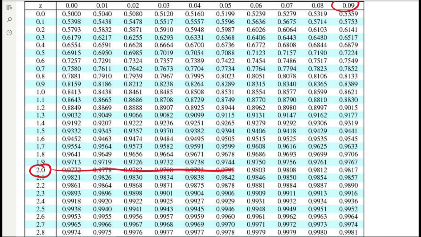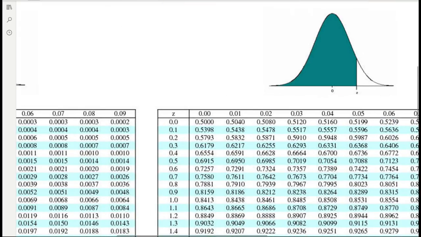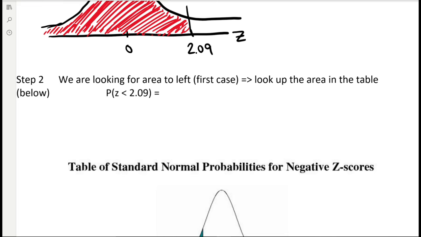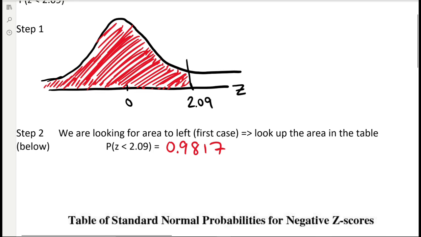So then we want to basically figure out where they both cross. And we're interested in this probability, 0.9817. So our probability here is 0.9817. So this means we basically got 98% of the curve, which is the area underneath this curve.